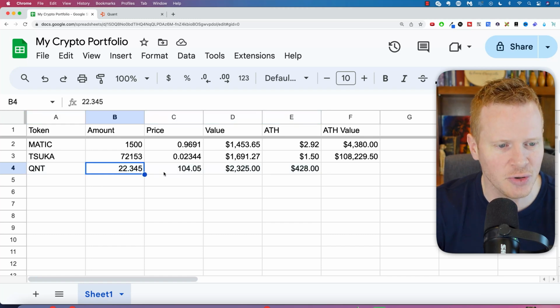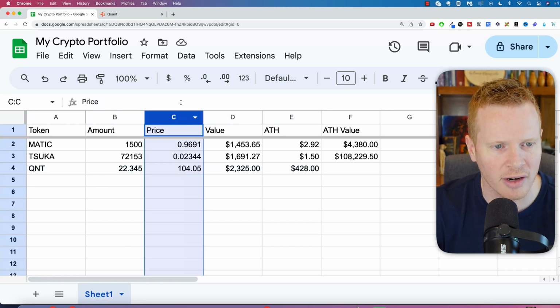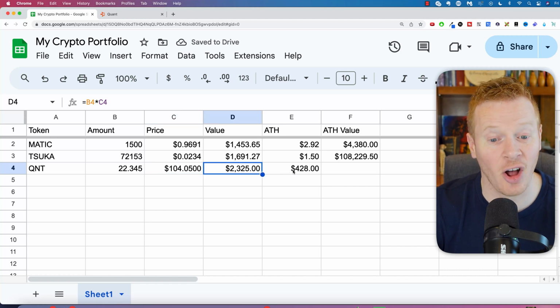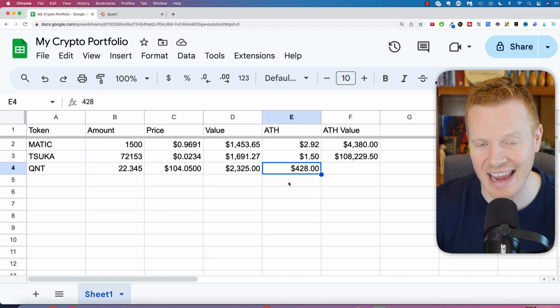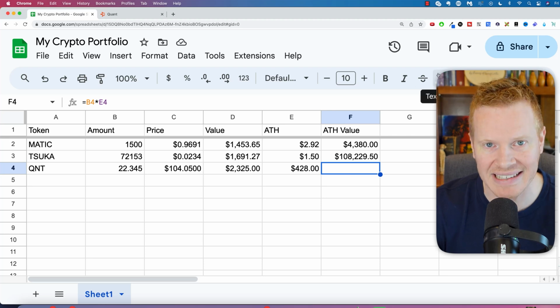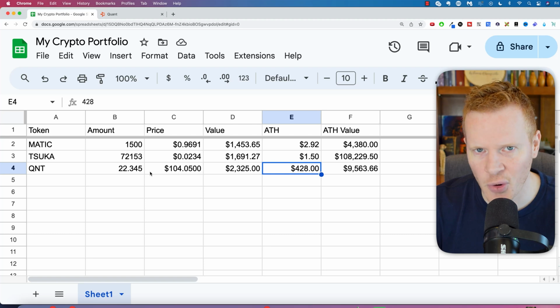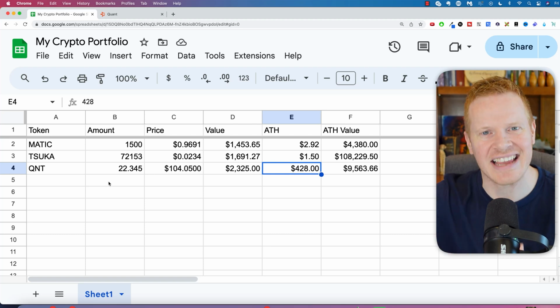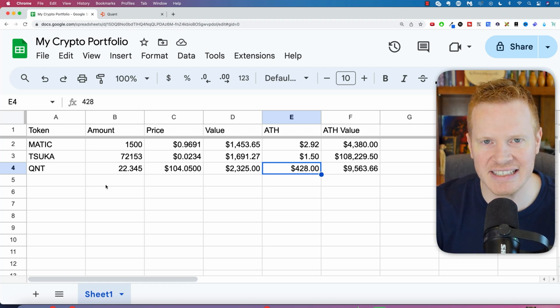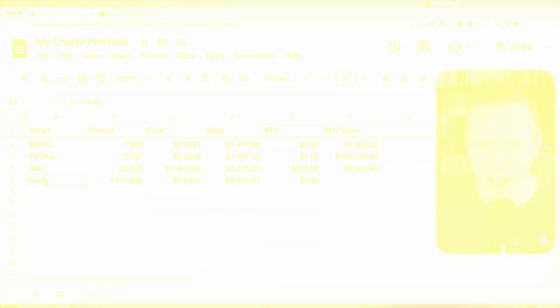I currently have 22, the price is 104, so I currently have 2,300 bucks. All-time high is 428. And I do think that Quant will get back to that and will beat that eventually. But if they do, that'll be 10K. That's another one I'm dollar cost averaging in. I would like to have more exposure to it, so DCAing in.